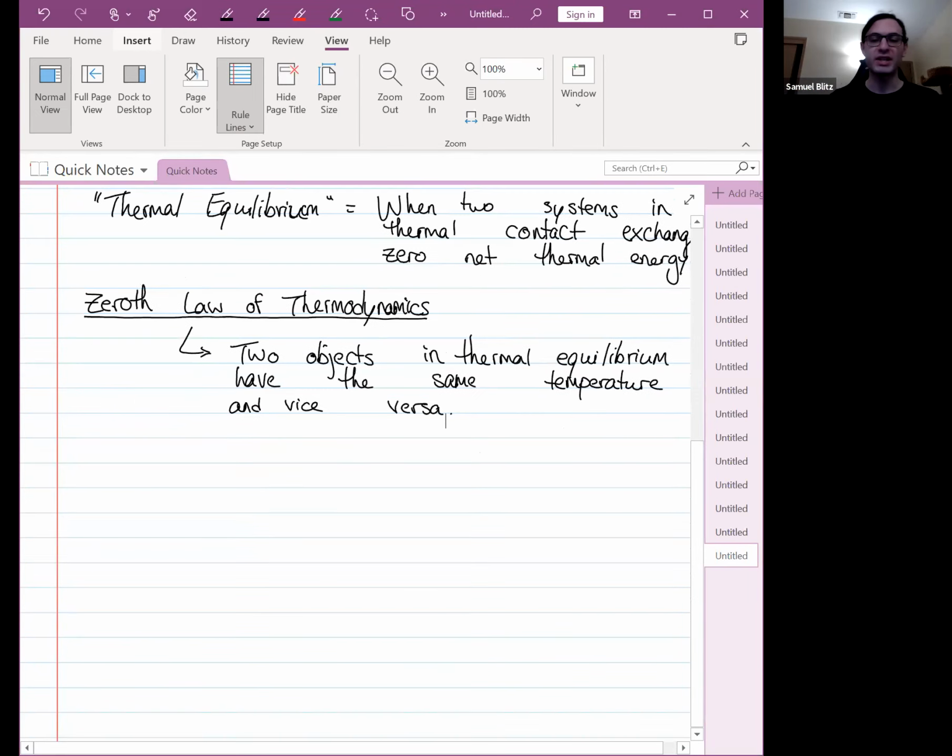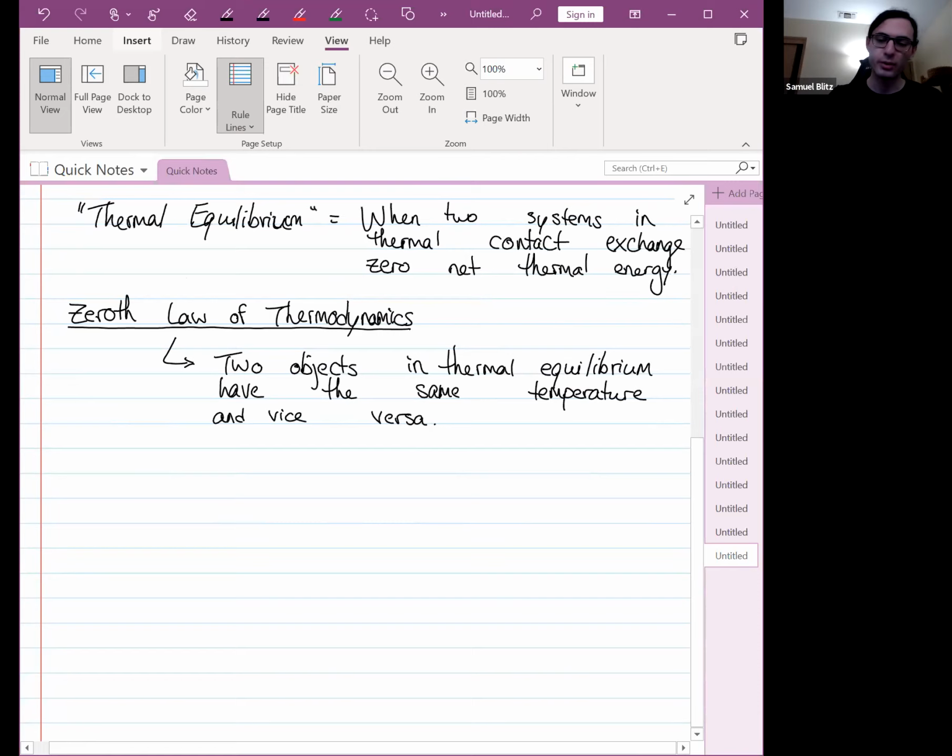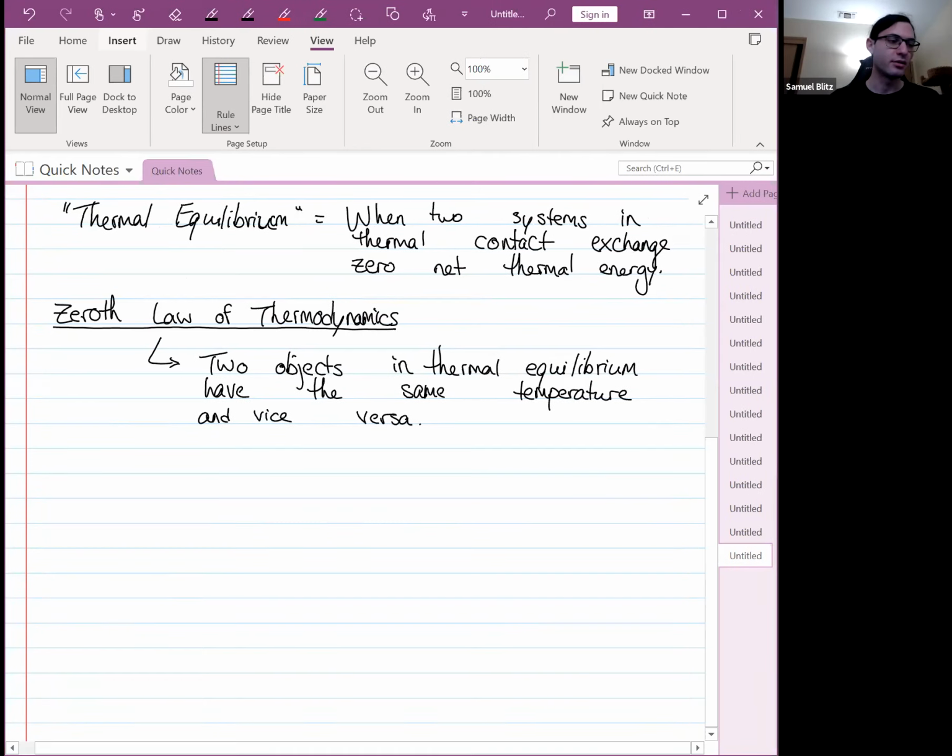But before we can actually answer that second question, I want to ask a slightly different question that we also need to know, which is how do we measure temperature?